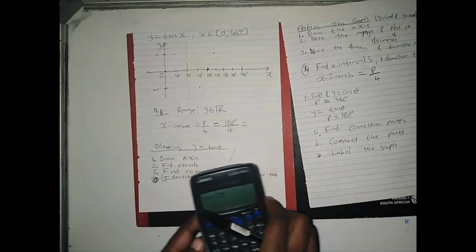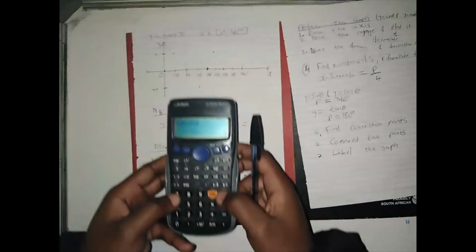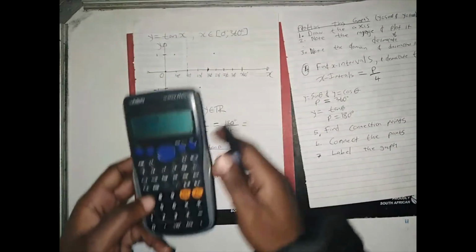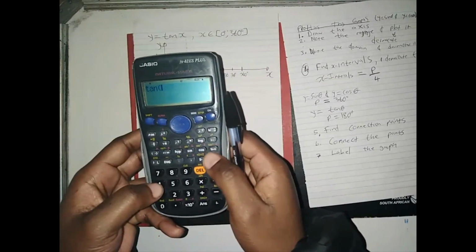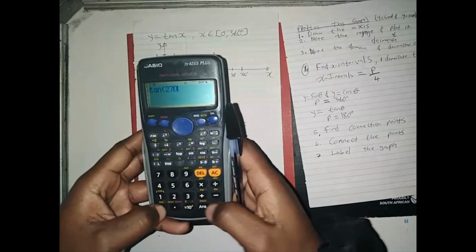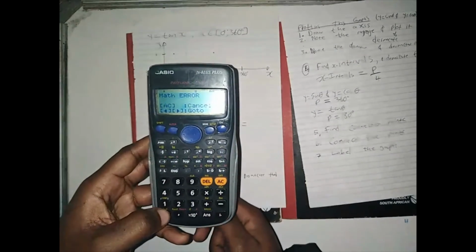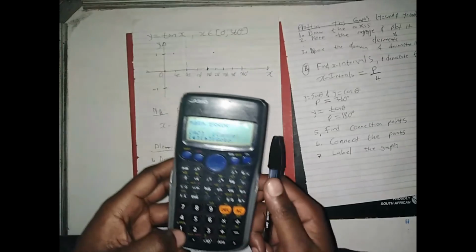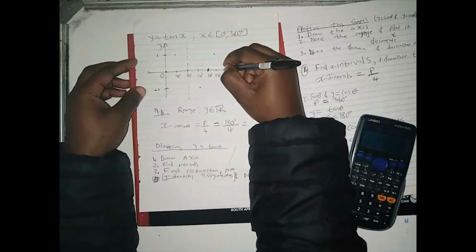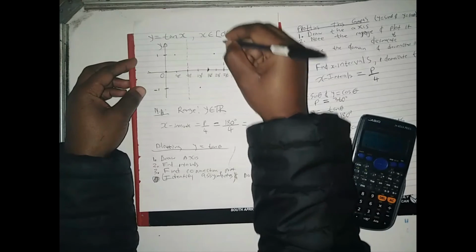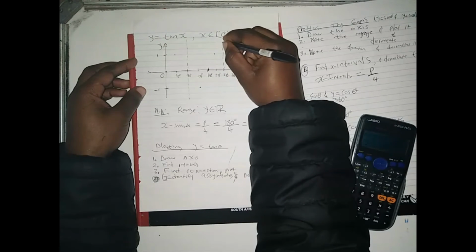And then tan 270. The next one is 270. Can you see? Let's say tan 270. Math error. That means there is an asymptote as well at 270 degrees. So now, guys, when we represent the asymptotes, we always present them with a broken line.